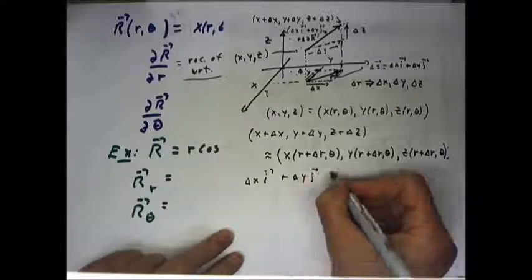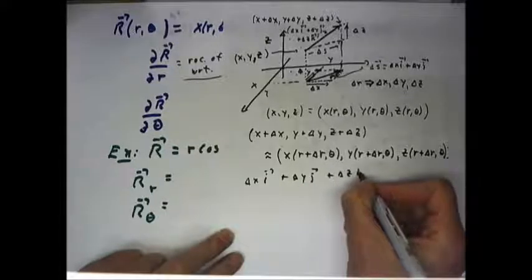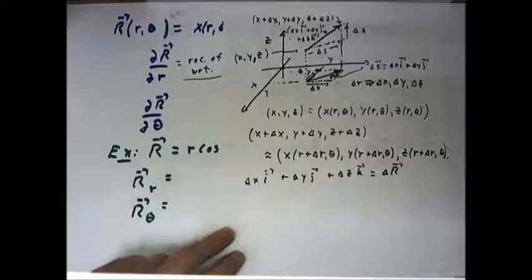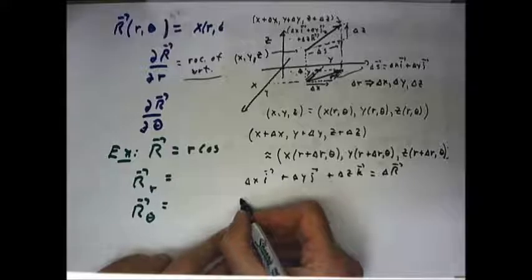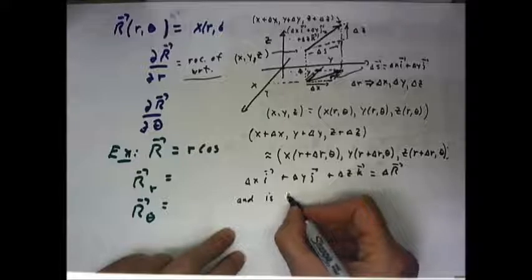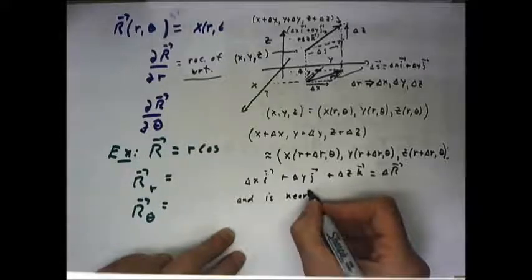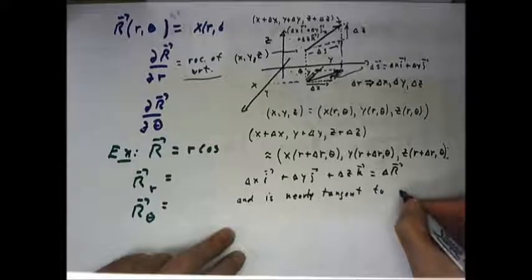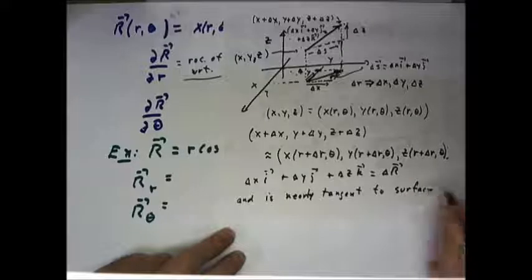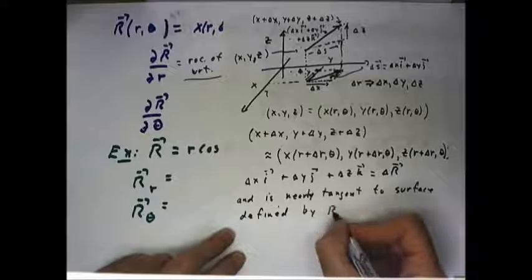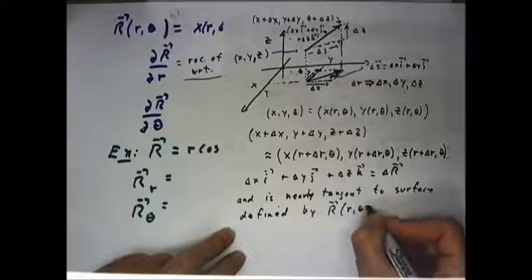plus delta y j plus delta z k is our change in the r vector. And is nearly tangent to the surface defined by r of r theta.